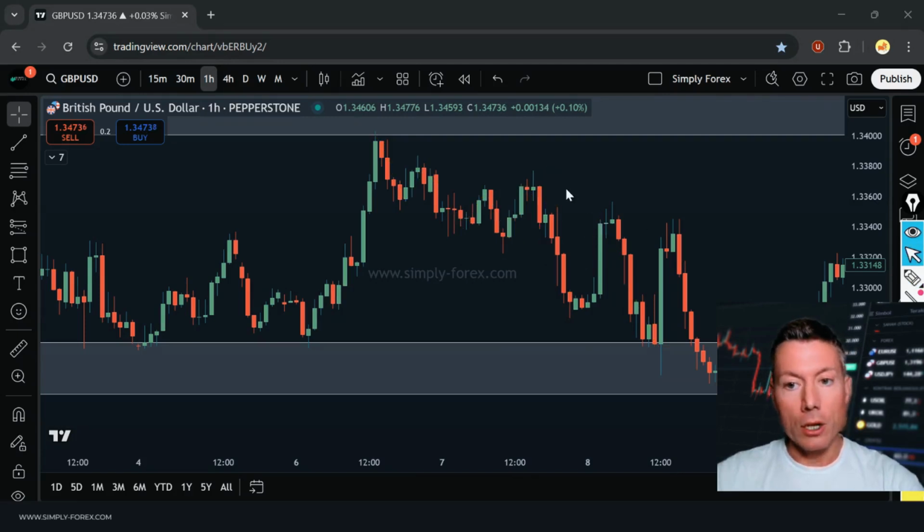All right, so area of interest, break in structure, enter the trade as long as your risk to reward makes sense in terms of where you put your stop loss and your target. And that's it, guys. That is smart money concepts simplified, and hopefully that makes more sense to you and it's easier for you to trade.